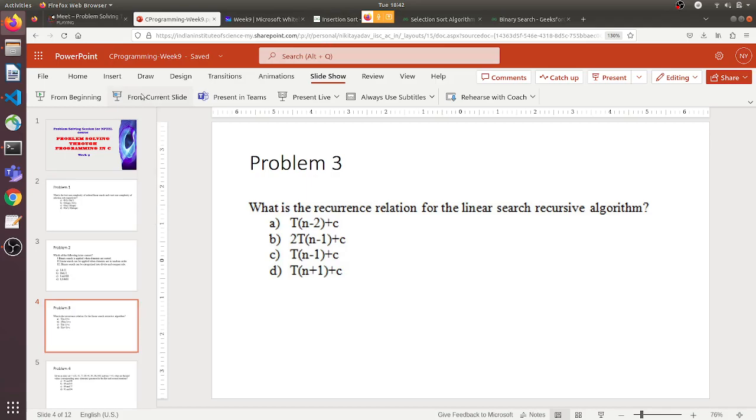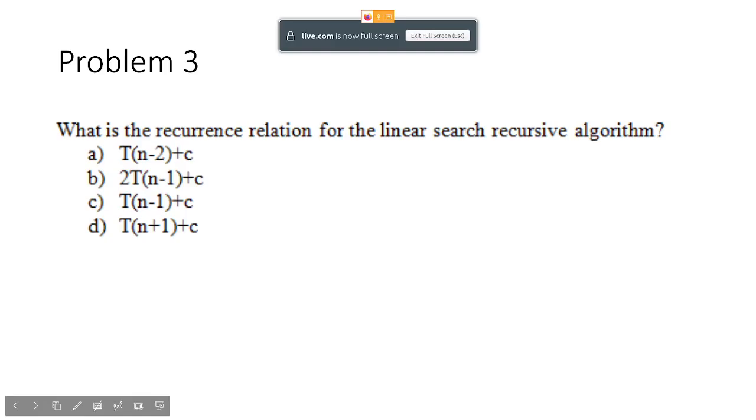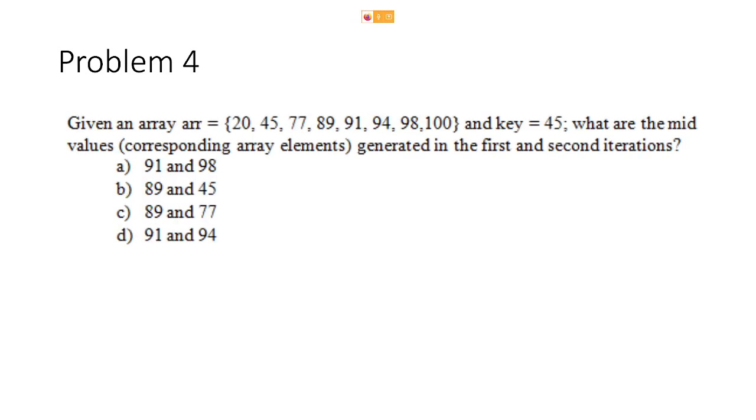Any questions? Okay, so moving on to the next one. It says, given an array with these elements, and your key is 45, what are the mid values generated in the first and second iterations of, I think the question is asking for, binary search. So if you do a binary search on this array and the key you are looking for is 45, what are the mid values generated in the first and second iteration? So that's the question.